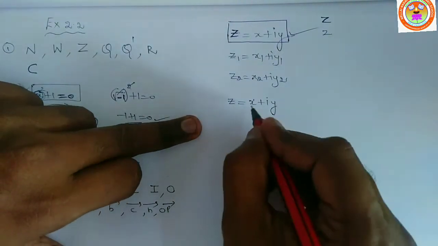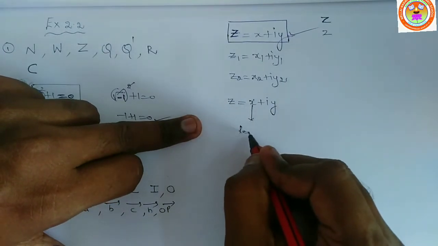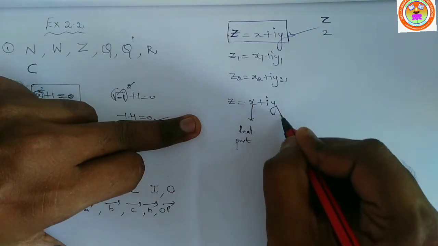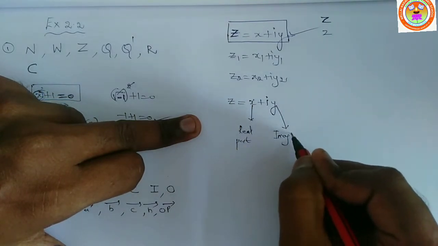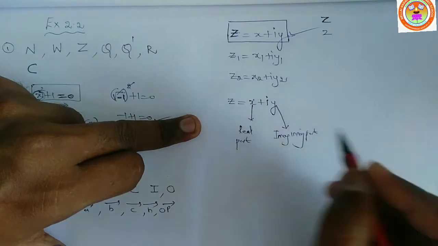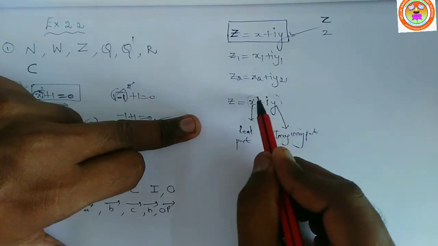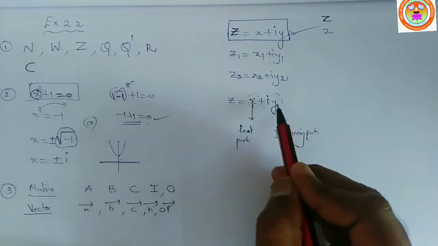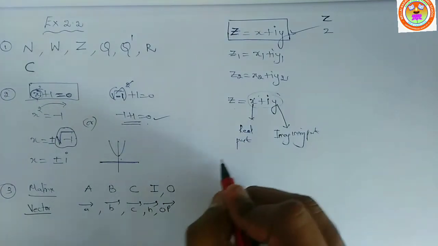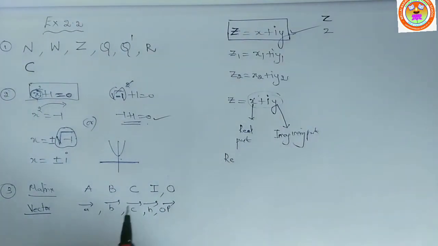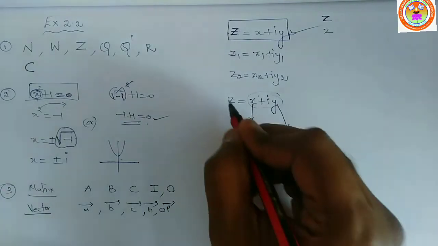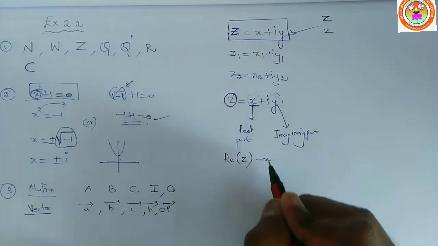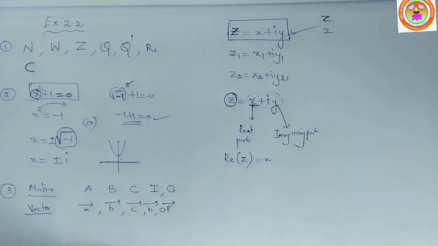From this itself we know this is the real part, and this is the imaginary part. We can say this is a real-imaginary number or complex number, no problem. So z is equal to x plus iy, this is the real part, this is the imaginary part. So how can I find the real part? Re stands for the real part of z. What is the real part of z? The real part of z is nothing but x.